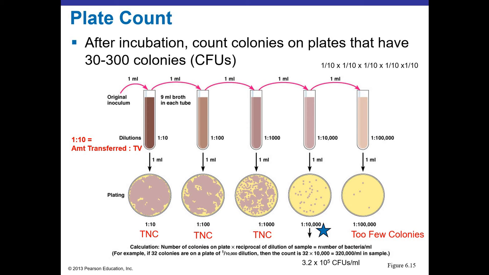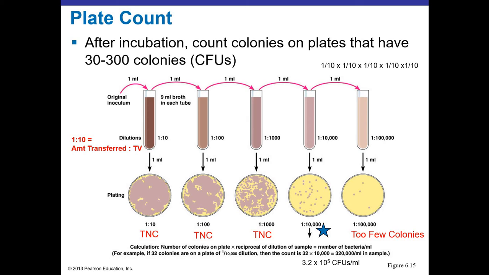Things could just be sticking to the pipette, whatever, and so we want to focus on the plate that has between 30 to 300 colonies to be able to do our calculation. So our calculation, we take the number of colonies on that plate and multiply that by the reciprocal of the dilution of the sample. Since it was a 1 to 10,000, we're going to take those 32 colonies that are on the plate and then multiply that times the 10,000.